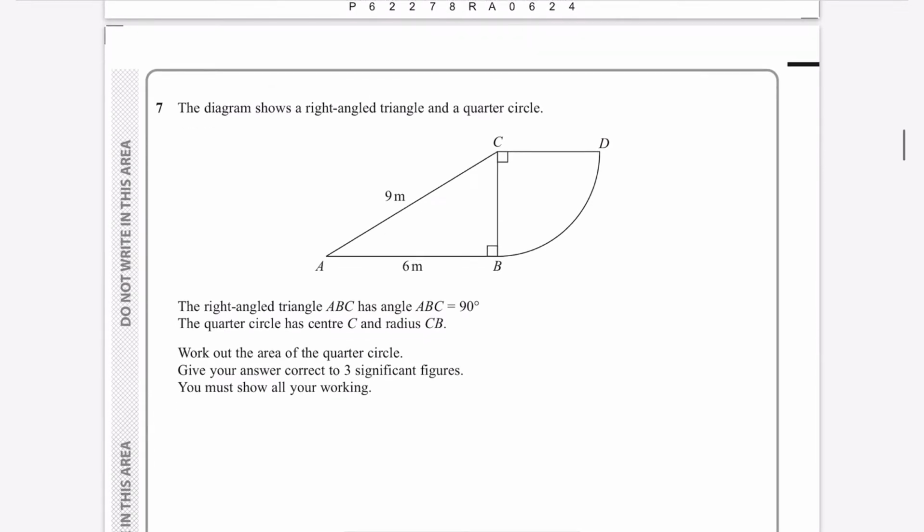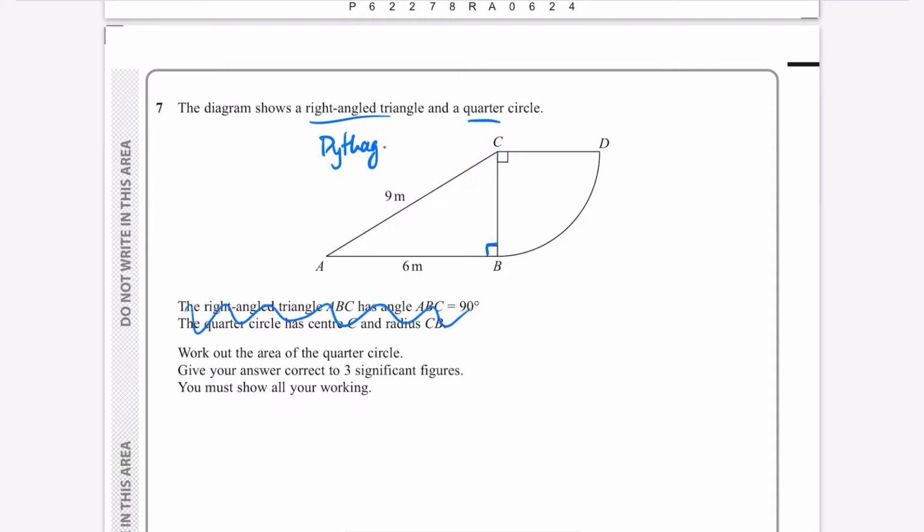The diagram shows a right angle triangle and a quarter circle. As soon as I see right angle triangle, I always think of either Pythagoras or I think of trigonometry. And a quarter circle, okay. The right angle triangle has an angle ABC as 90. Great, I can see that here, so that's not that useful. The quarter circle has center C and radius CB. Well, that's pretty obvious, really, so that's a bit of a waste of space.